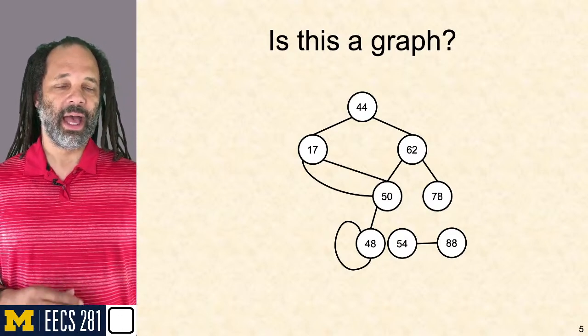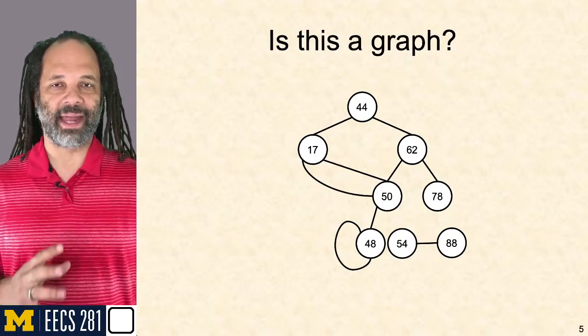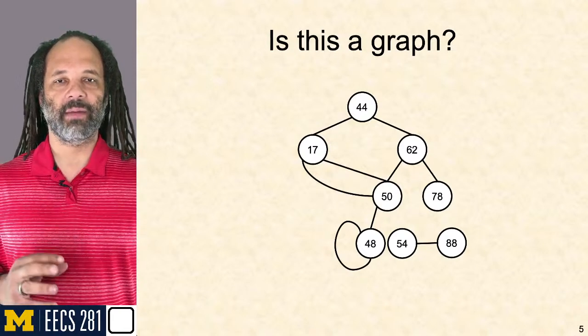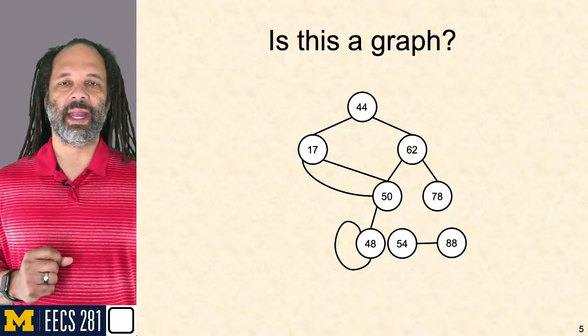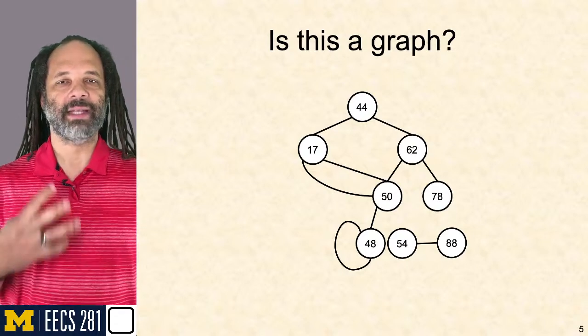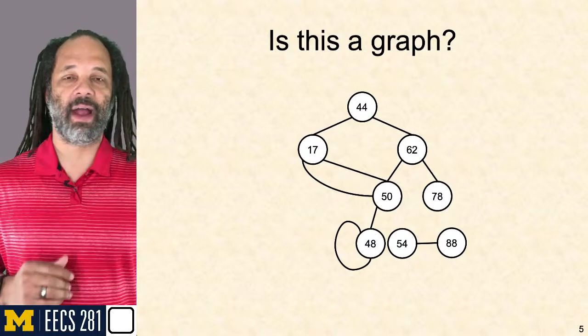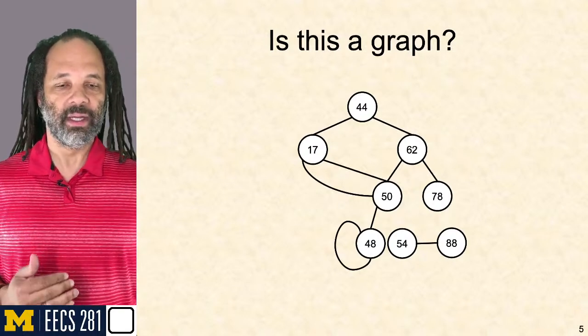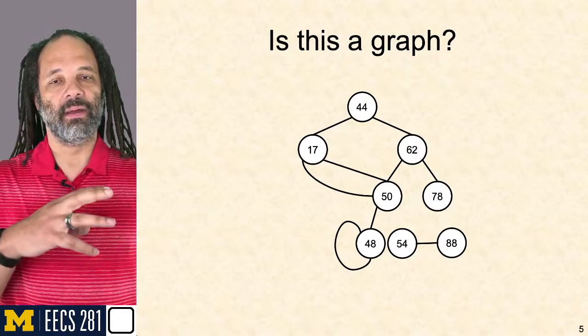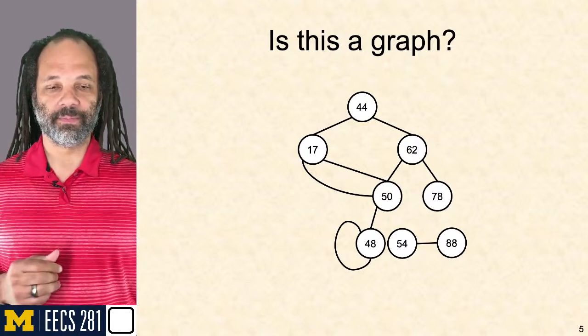And then of course, I know that trees have to be connected. There can be no isolated points in a tree, but that's not true for graphs. So I can have 54 and 88 all by themselves and still be considered part of this graph. It's just that there's no way to travel from 54 to 44, for instance.